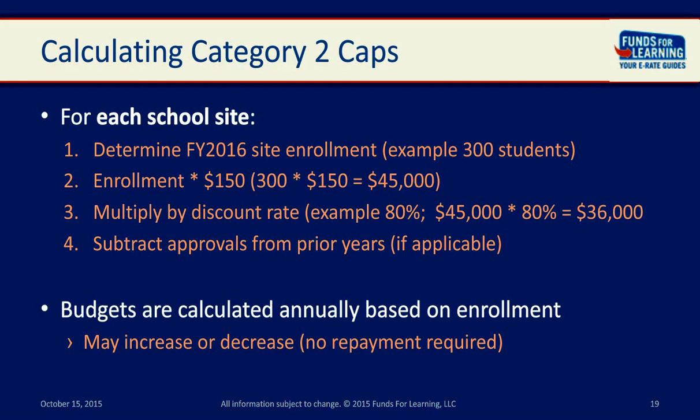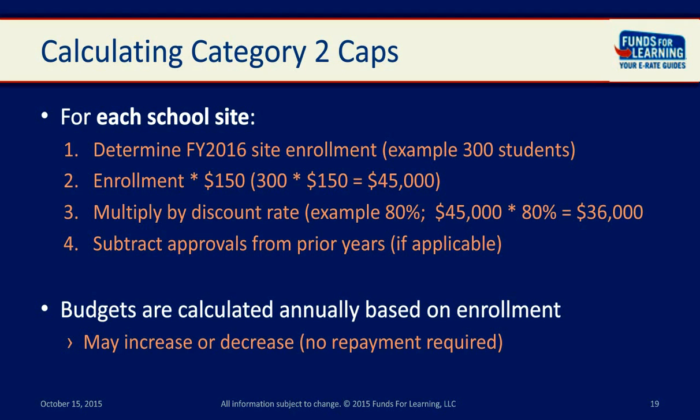And what we have on the screen here is the formula for calculating it. It's relatively simple. You take the enrollment at the location. So if we have a high school, we'll say it's got 300 kids enrolled, and you multiply that times $150. What that gives you is what we call the pre-discount budget cap. So you can see from the example here, 300 students times $150 per student gives us $45,000. What that means is that the program will pay for discounts on purchases that total up to $45,000.